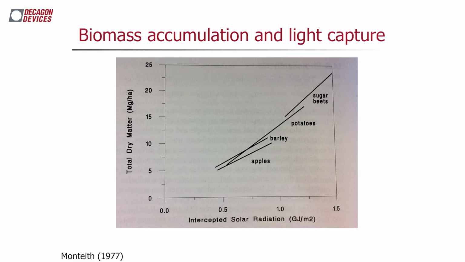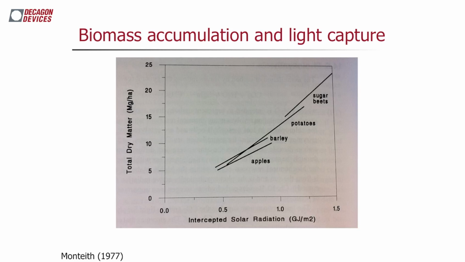And this graph is just a classic graph I like to use in my class from Dr. John Monteith back in 1977, so it's pretty old. But it shows a linear relationship between the intercepted solar radiation that accumulates over time and the total dry matter that's produced by these plants, accumulated over time, obviously.